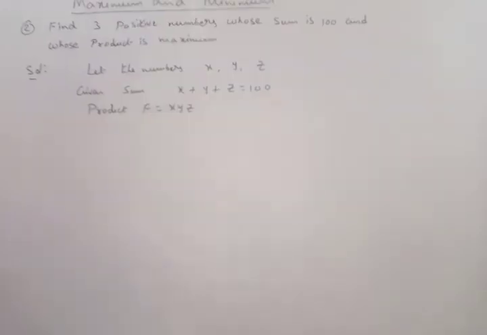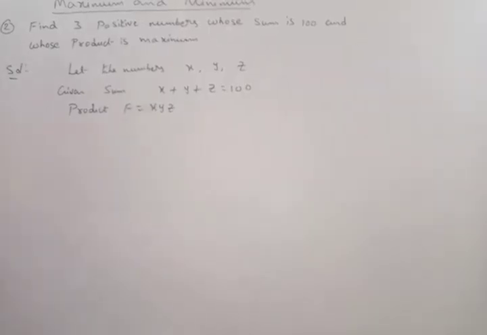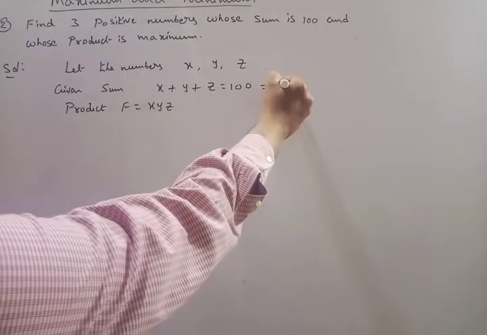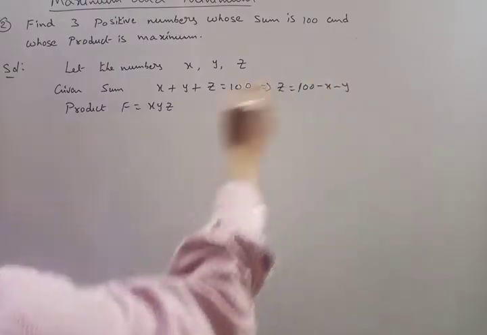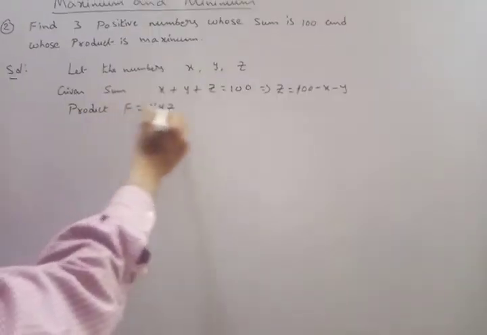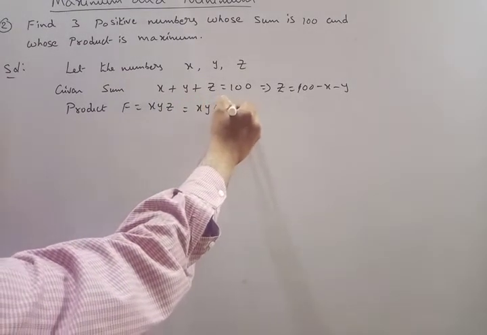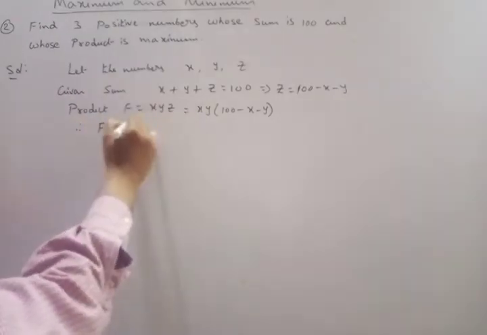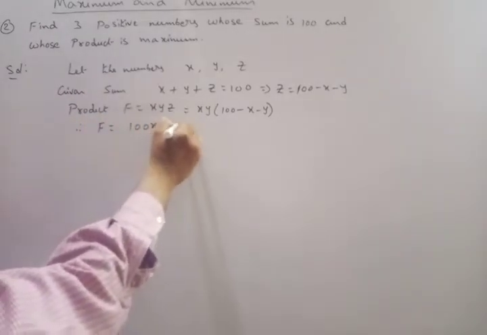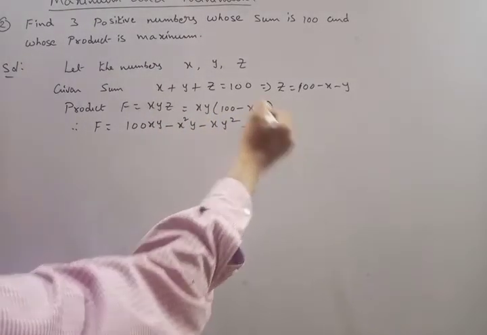Now this has 3 variables, so we have to convert it into 2 variables. From here, what is the z value? z is 100 minus x minus y. Now substitute here: xy into z, which is 100 minus x minus y. So f is equal to 100xy minus x square y minus xy square. Mark it as equation number 1.